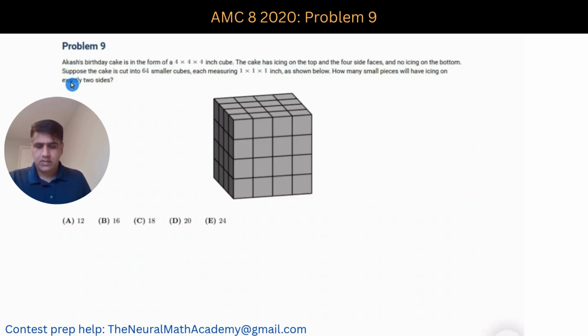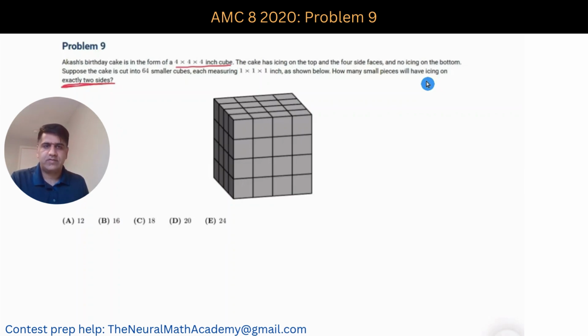Let's solve problem 9, where a birthday cake in the form of a 4 by 4 by 4 inch cube is given and shown here. The cake has icing on the top and the 4 side faces and no icing on the bottom. Suppose the cake is cut into 64 smaller cubes, each measuring 1 by 1 by 1 inch, as shown here. How many small pieces will have icing on exactly 2 sides? So this is the most important thing that we need to keep in mind, that we have to tell exactly 2 sides. So this problem is simple.